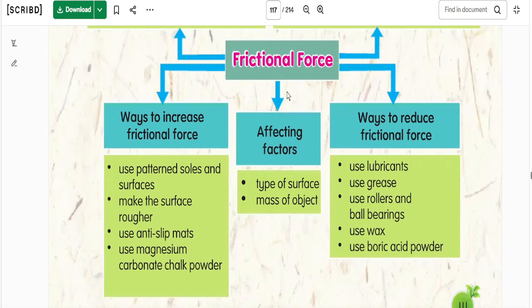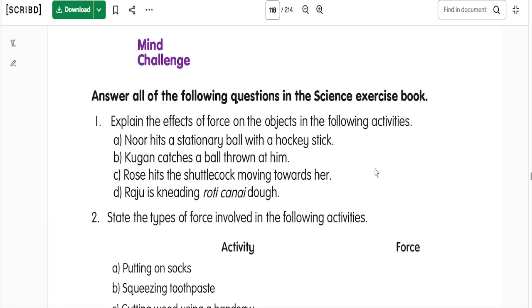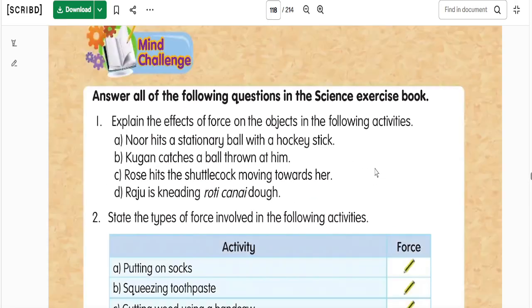Factors that affect frictional force: types of surface, mass of the object. Ways to reduce it: we can use lubricant, grease, rollers, and ball bearings. You can use wax. We can use powder like boric acid powder, right? So these are some, and this is what we have done in force. Is that clear?